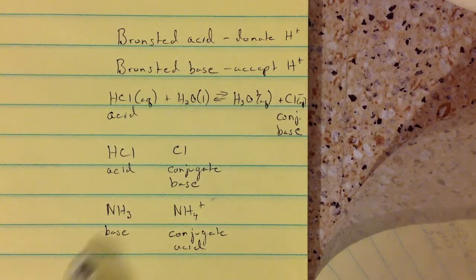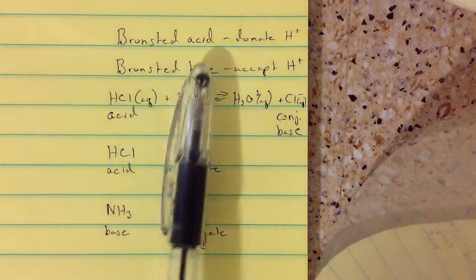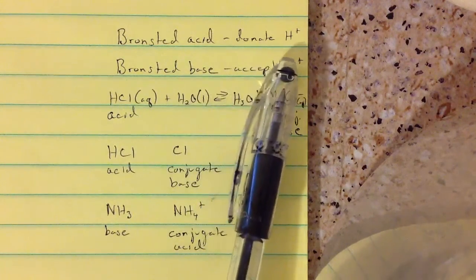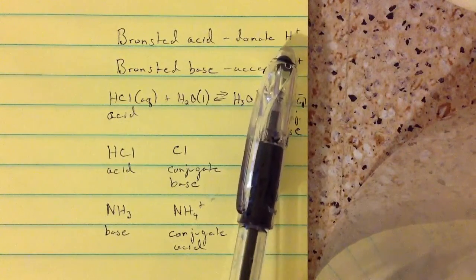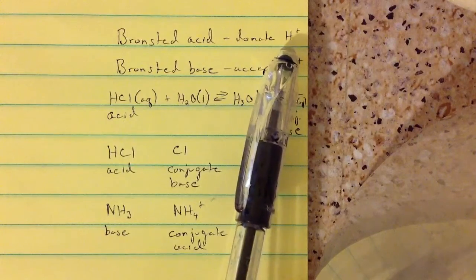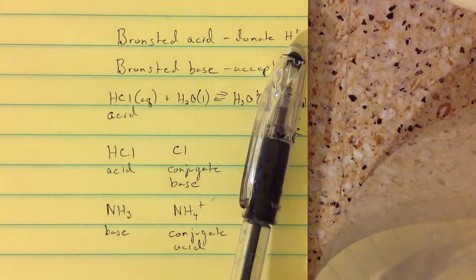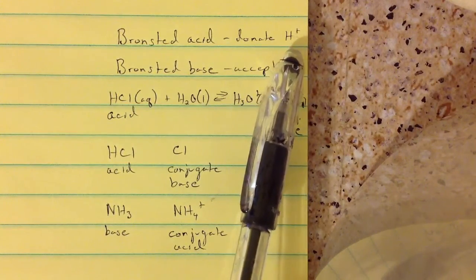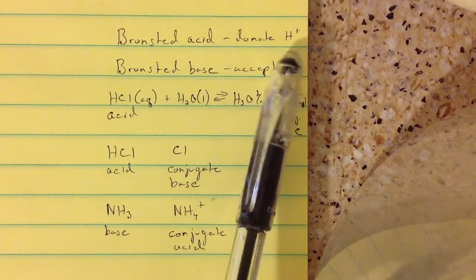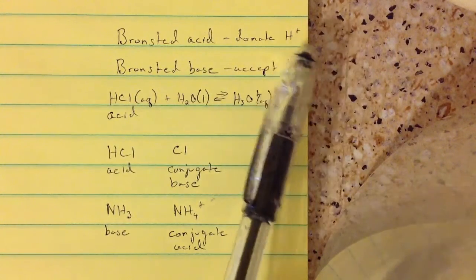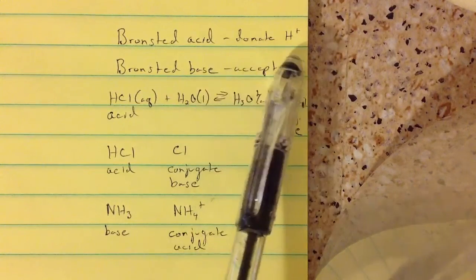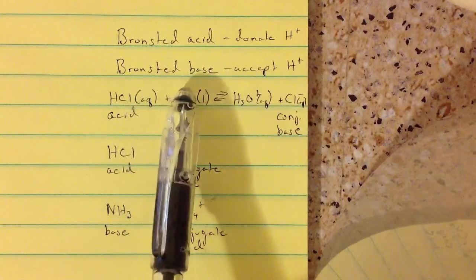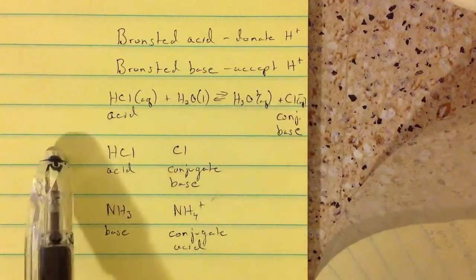So a Bronsted acid is just an acid that donates a proton. Hydrogen, if it loses an electron, is only a proton, because hydrogen is made up of an electron and a proton. So if you get rid of the electron, H plus, all that's left is a proton. So it donates a proton, and a Bronsted base accepts a proton.